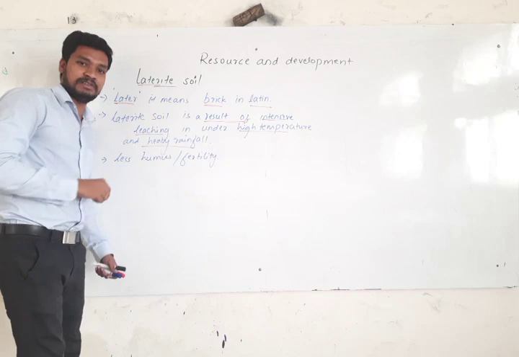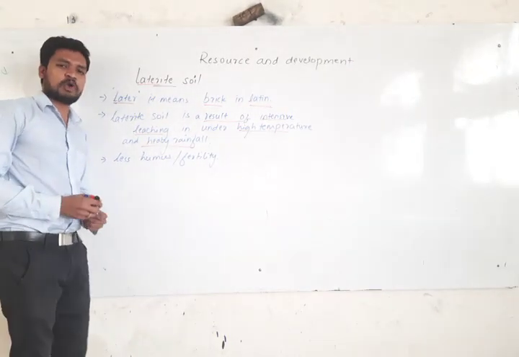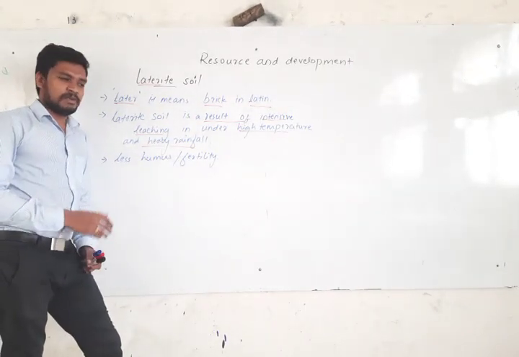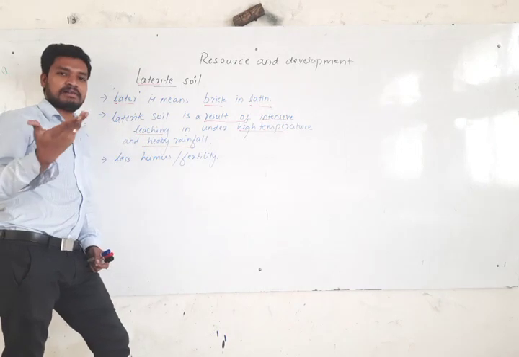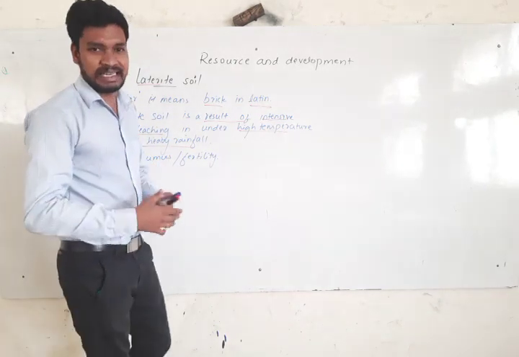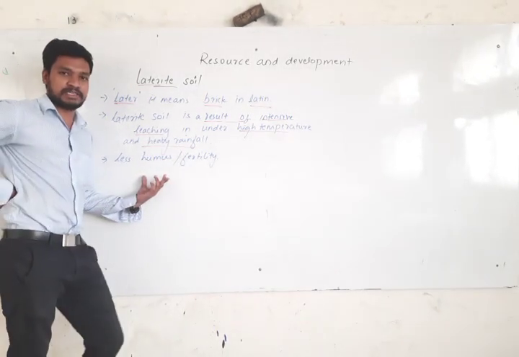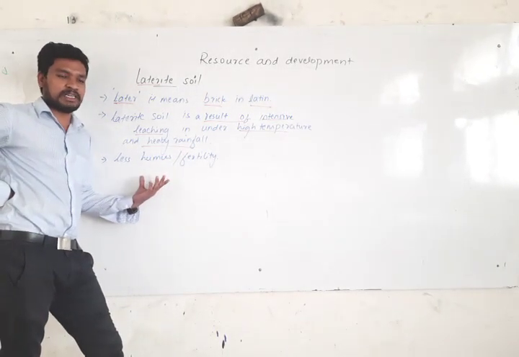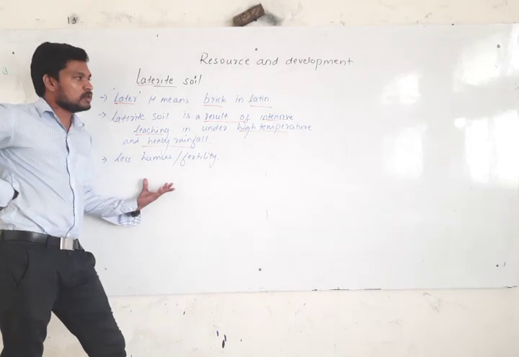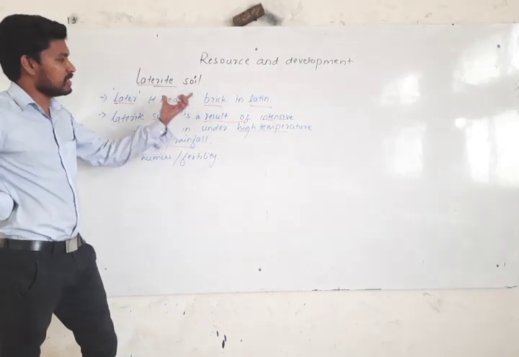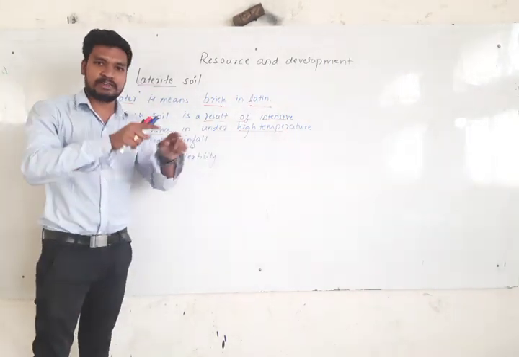But we can grow crops here. How can we grow crops here? By providing suitable irrigation and agriculture activities, and by using chemical fertilizers and pesticides, we can grow particular crops in laterite soil. This soil is mainly used to make bricks.